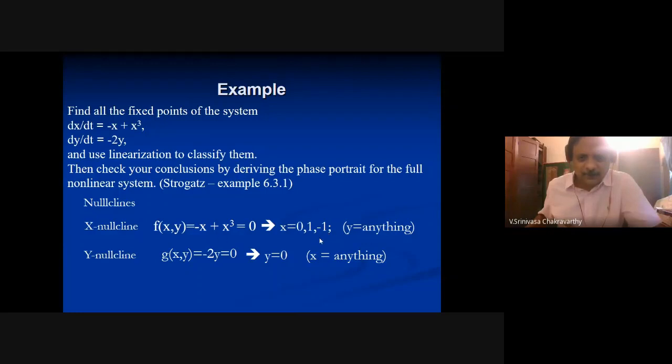What does it mean? What about y? Since y is not even there in the expression, it means y could be anything. So the solution for the equation f of x,y equal to 0 means x equal to 0, 1 or minus 1. y is anything, y is anything on the vertical axis. Similarly, for the second null line, the y null line, if you solve g of x,y equal to 0, g of x,y is minus 2y. You set it to 0, y is 0. Therefore, x is anything, so it is the entire x-axis. So y is 0, x is anything.